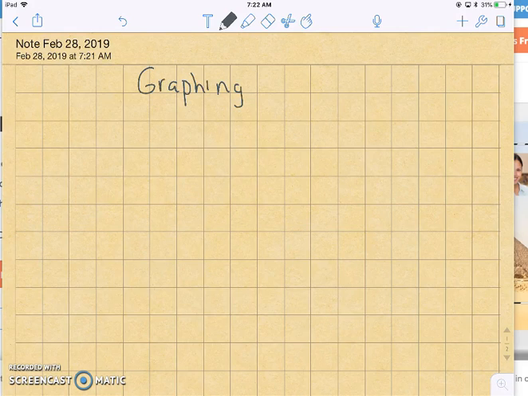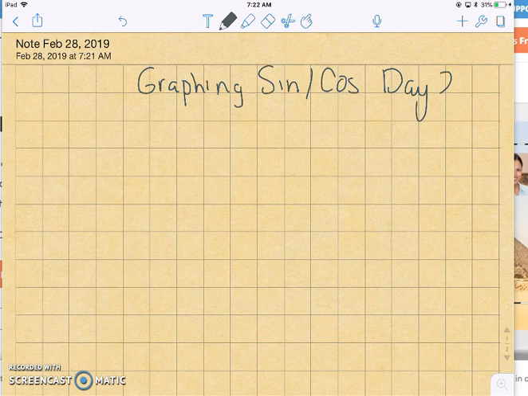Today we're going to take a look at graphing sine and cosine, day 2. In yesterday's assignment that you did on Desmos, you talked a lot in your responses about the wave height changes and the wavelength changes. So today we're just going to put some of the mathematical terms into that.